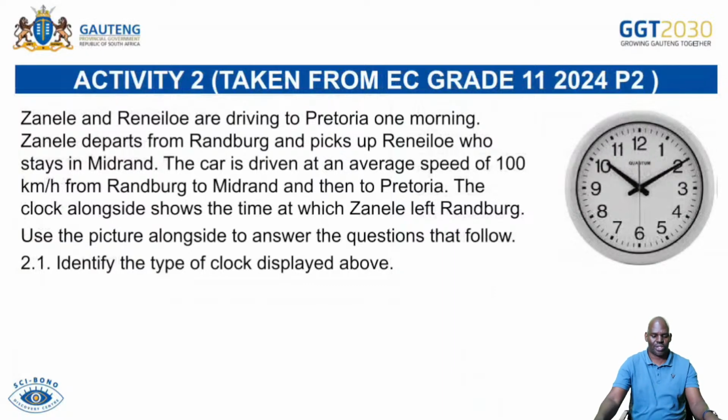Then the next question is activity 2. Zanele and Renele are driving to Pretoria one morning. Zanele departs from Randburg and picks up Renele, who stays in Midrand. The car is driven at an average speed of 100 kilometers per hour from Randburg to Midrand and then to Pretoria. The clock alongside shows the time at which Zanele left Randburg. Use the picture alongside to answer the questions that follow.